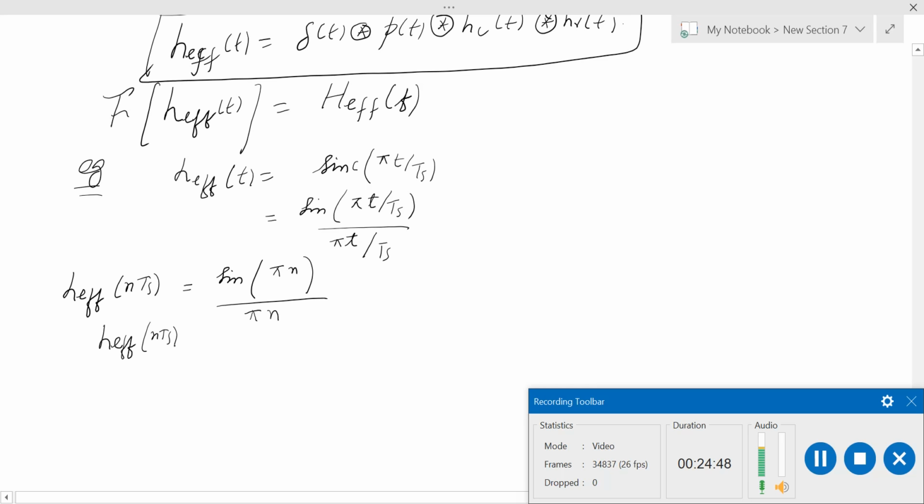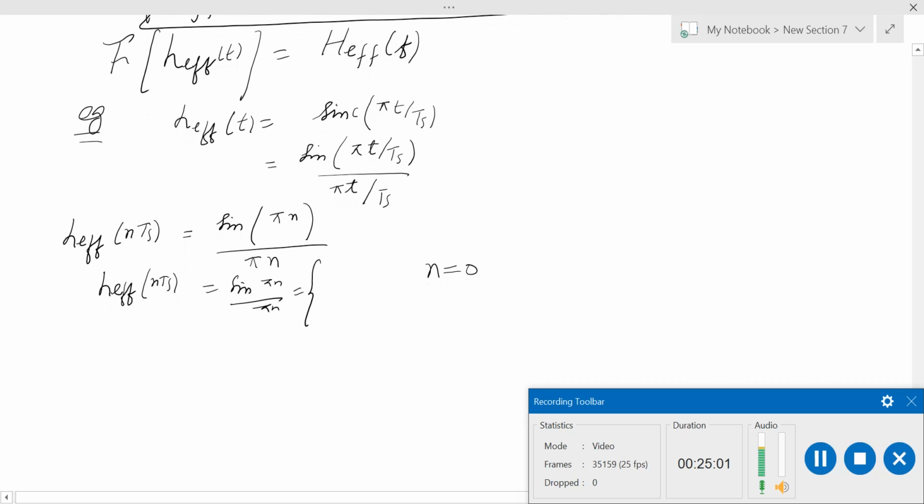Now this sine pi n by pi n will be equal to, if you put n equal to 0, then you have to compute the limit of sine x by x, which is 1, so it is 1. And if n is not equal to 0, rather n is equal to 1, 2, 3, for all other n, sine of n pi is 0. Sine pi is 0, sine 2 pi is 0, sine 3 pi is 0, so it is 0. So this is one particular choice.